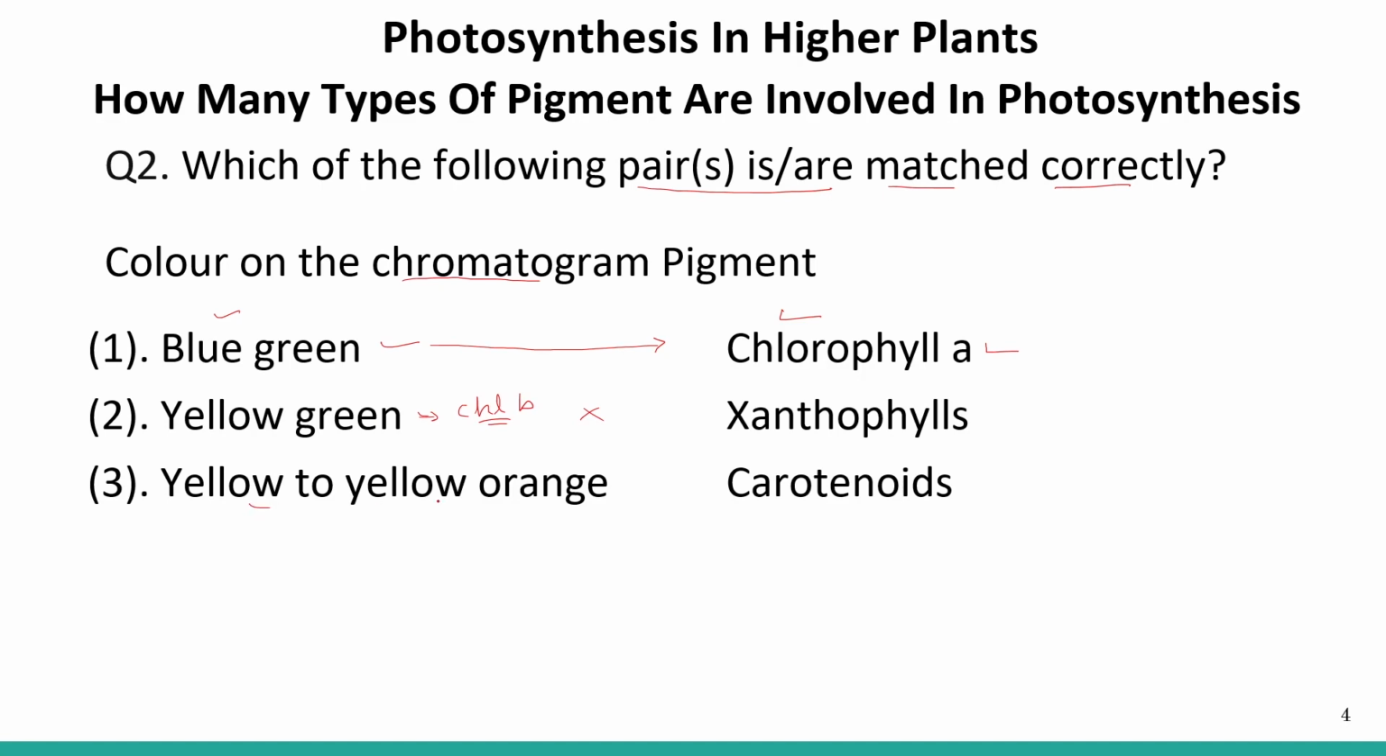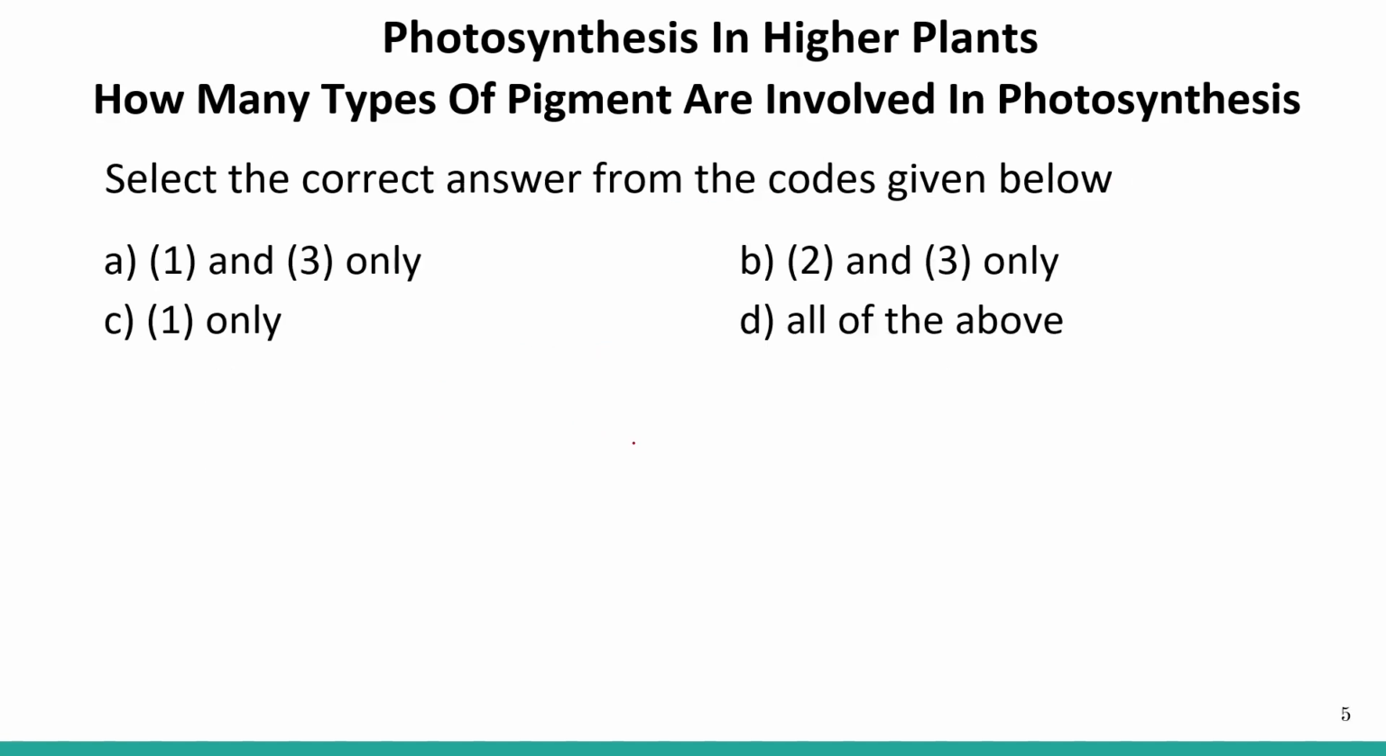And then the third is yellow to yellow-orange, which are carotenoids. This is also correct. Carotenoids can be yellow, yellow-orange, or orange. So these are the options. Select the correct answer from the codes given below: 1 and 3 only, 2 and 3 only, 1 only, and all of the above. So what should be the answer? 1 and 3 are the correct combination here.